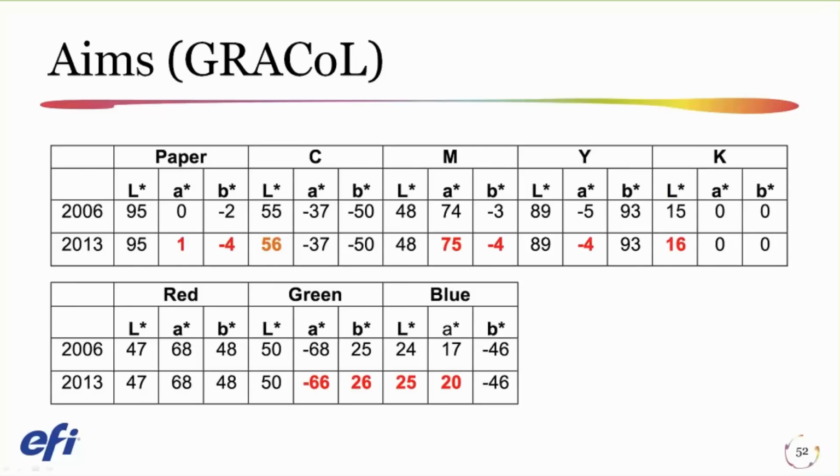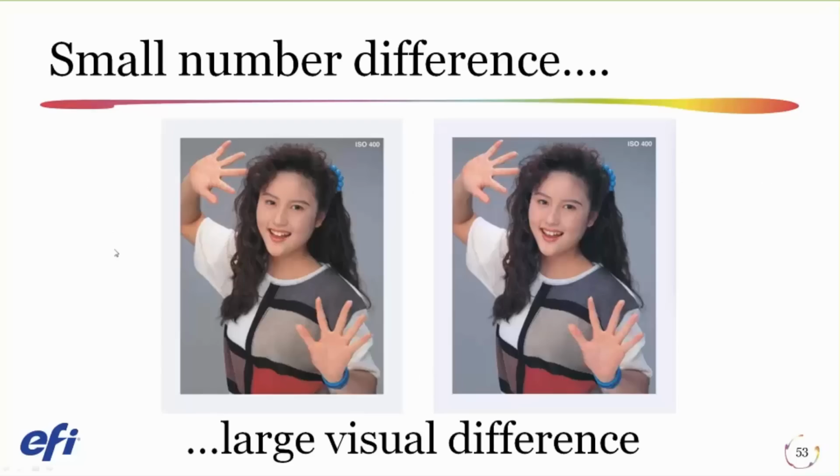The primary colors have changed a little bit, and the secondary colors have changed a little bit. So we have to select the correct aim, and as you can see, you can't just say GRACOL. Well, which GRACOL? Which color bar? Those little tiny differences can make a big visual difference, so you have to be careful. On the right, we see the new GRACOL standard, and on the left, the older standard.